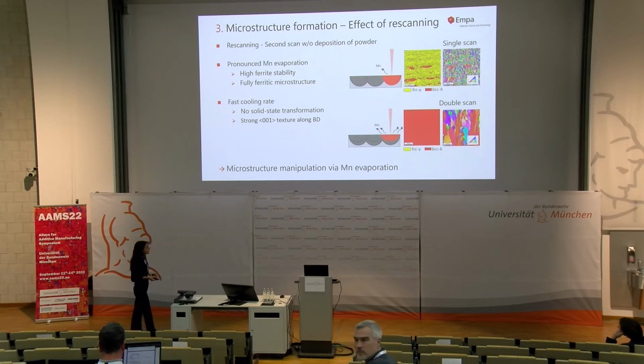And so what we are doing again, we are losing manganese, so we are stabilizing the ferritic phase, and the result is here in this slide. So we can really change from a microstructure which is fully austenitic or a mixed austenite-ferrite to a sample that is 100% ferritic. So this again is another strategy, let's say, that we can apply for microstructure modification.